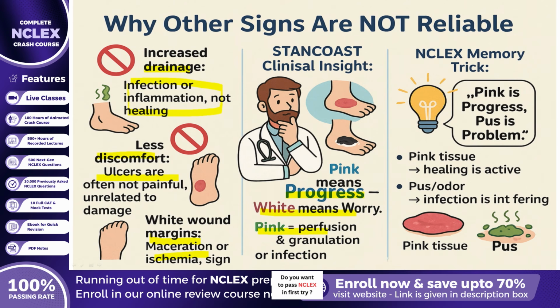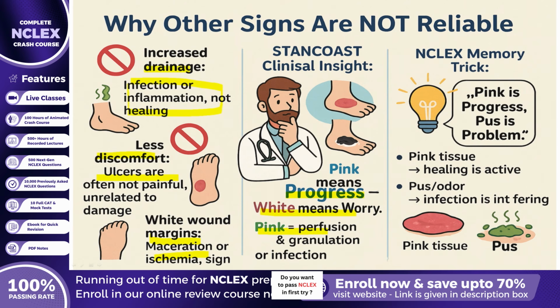When you see a wound turning pink, it signals active healing and tissue recovery. But when you notice pus or odor, it means infection is interfering with the healing cascade. This visual and conceptual cue helps nurses quickly interpret wound appearance during clinical evaluations and make appropriate care decisions.